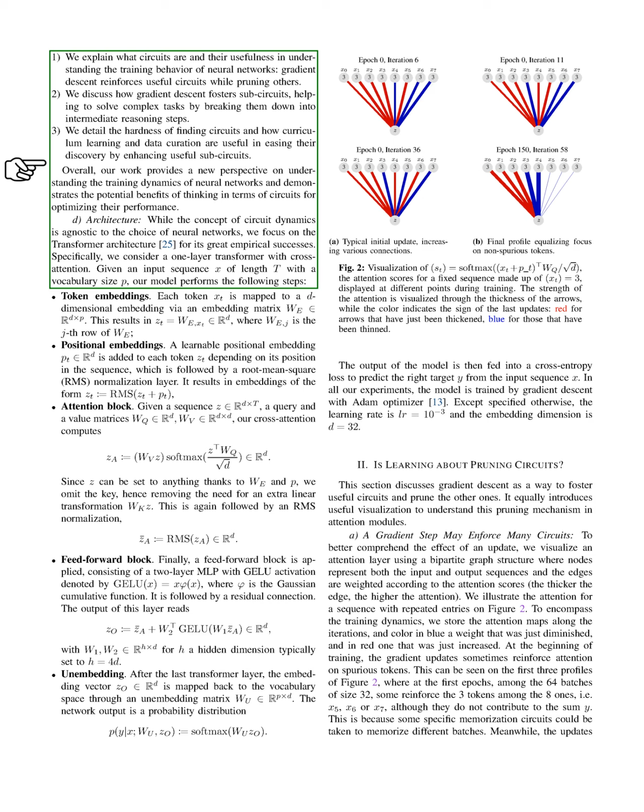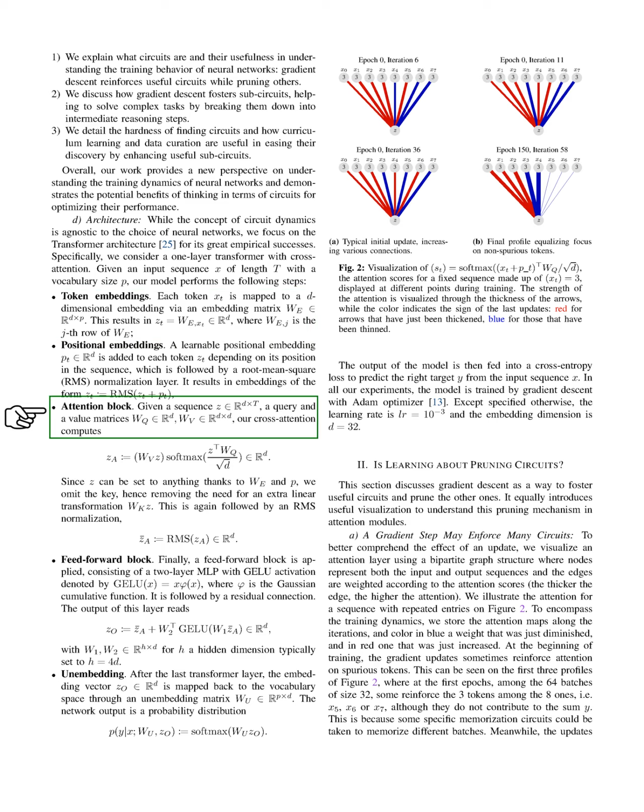While the concept of circuit dynamics applies to various neural network architectures, we specifically focus on the transformer architecture due to its proven effectiveness. We examine a one-layer transformer with cross-attention. Our model processes an input sequence by first mapping each token to a multidimensional embedding, then adding a positional embedding based on the token's position. This is followed by a normalization step. Next, we compute the attention mechanism using query and value matrices, which allows us to derive a new representation of the input sequence. We skip the key transformation to simplify the process.